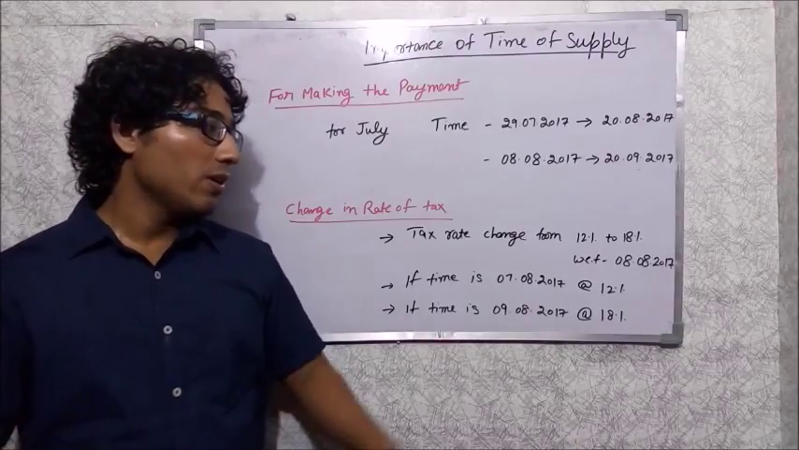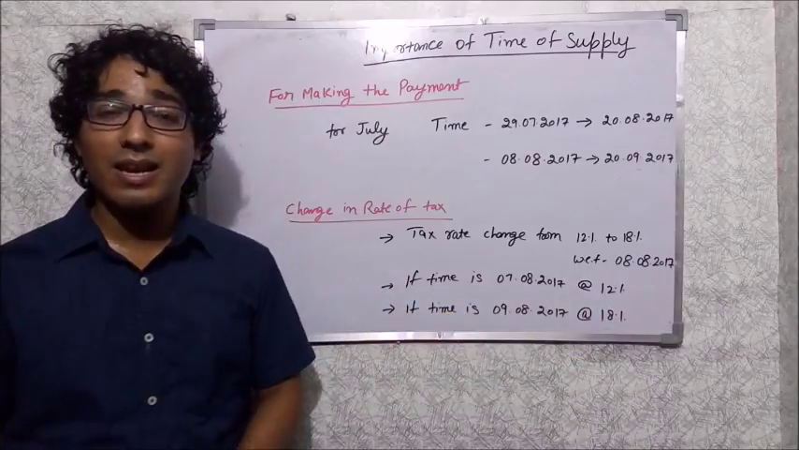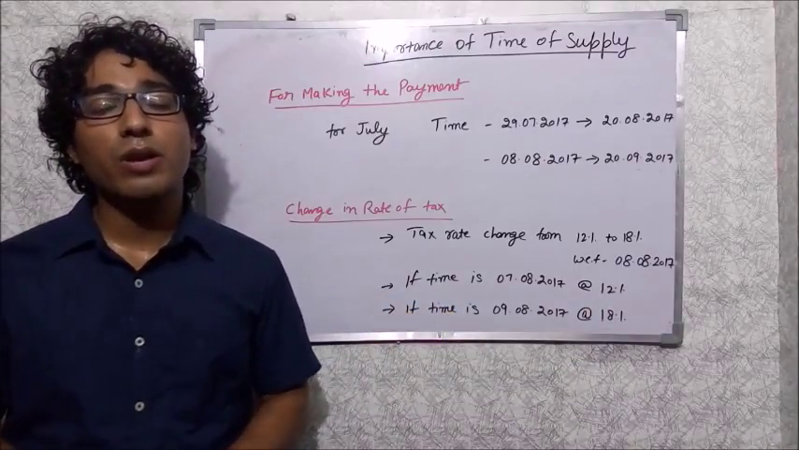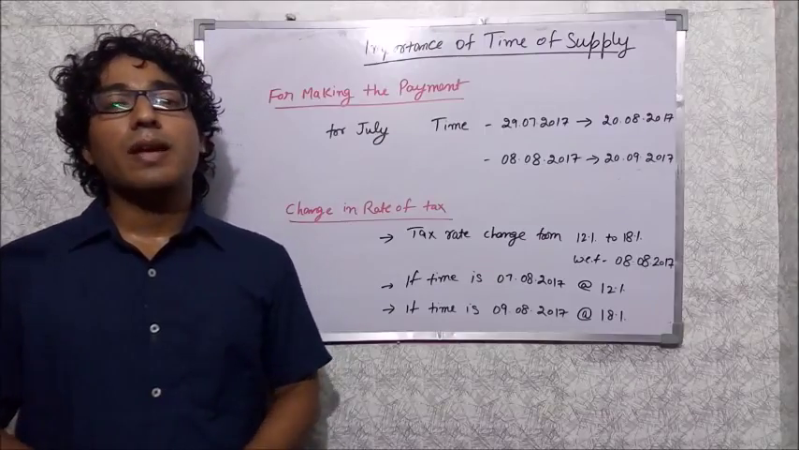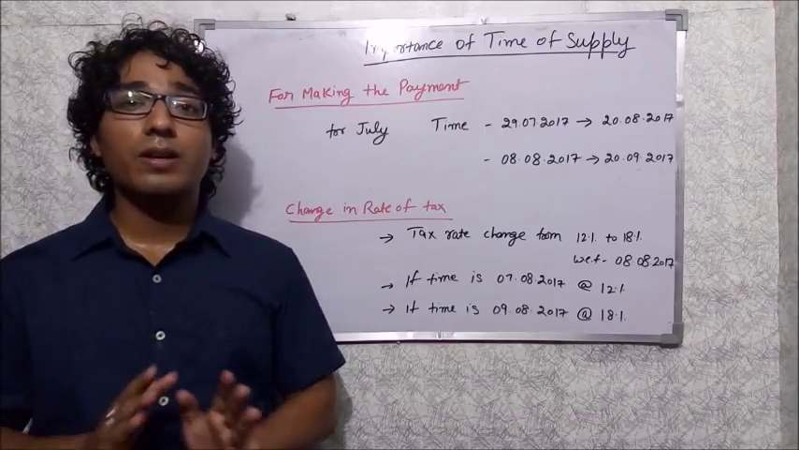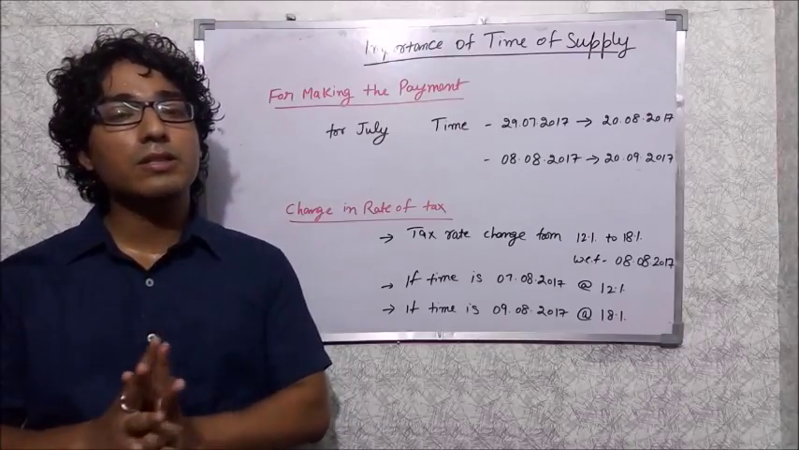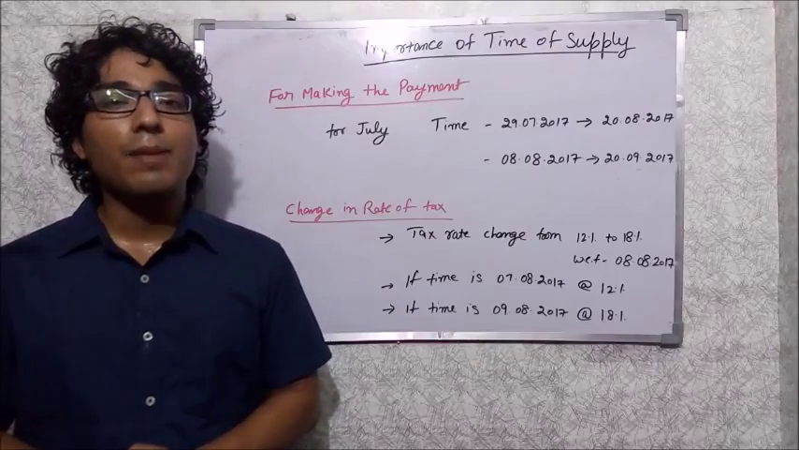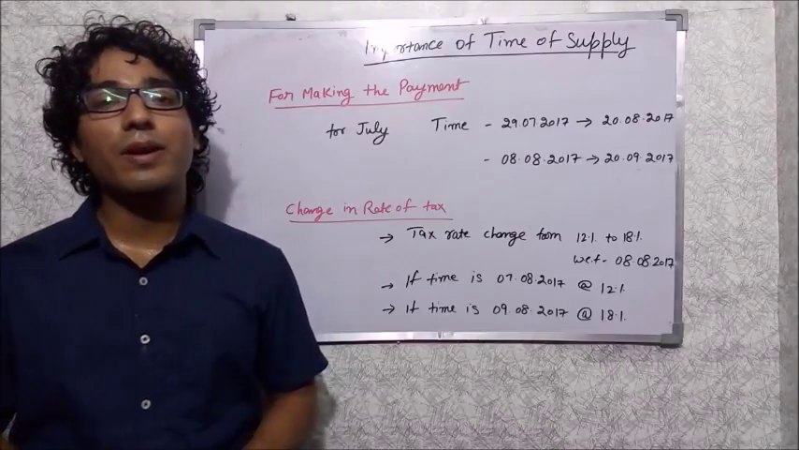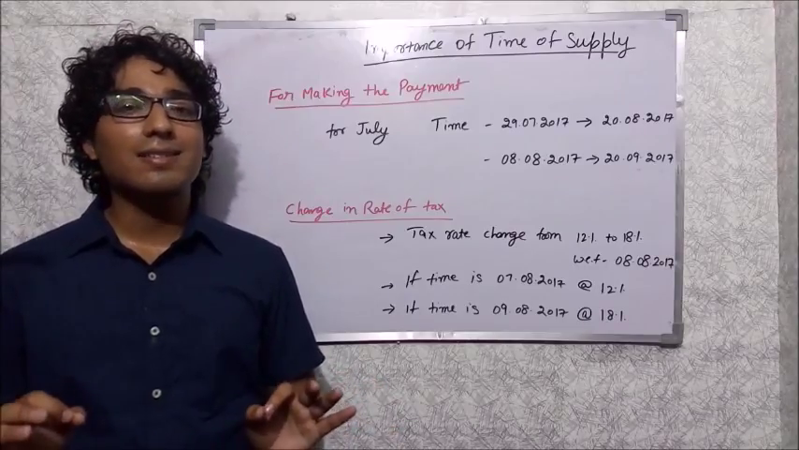And suppose you paid the 12% instead of 18%, then also there is a problem. You can get the penalty or the tax interest in case the government catches you. So in a nutshell, it is very important that you get the correct meaning and understanding of the time of supply of goods or services if you are making the payment for the GST and if there is a change of the tax rate under GST.